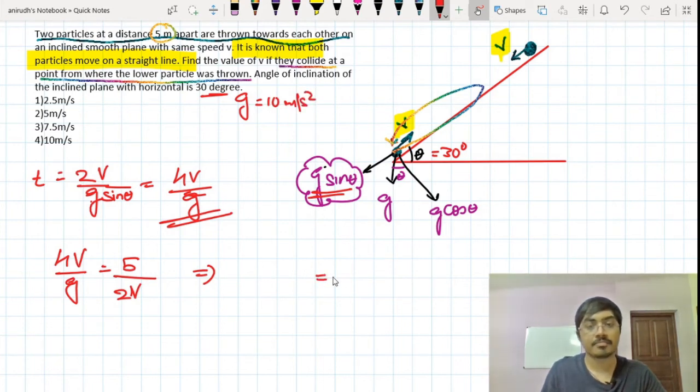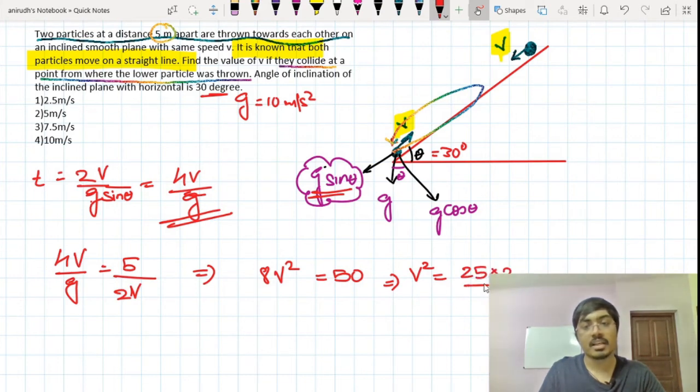So this is 50 is equal to 4 2s are 8 v square. So this implies v square is equal to 50 divided by 8. So this is 25 into 2, I can write it this way. Now 8 is 4 into 2, I can cancel this off. Now what is v then? v is equal to 5 by 2. So this is equal to 2.5 meter per second.